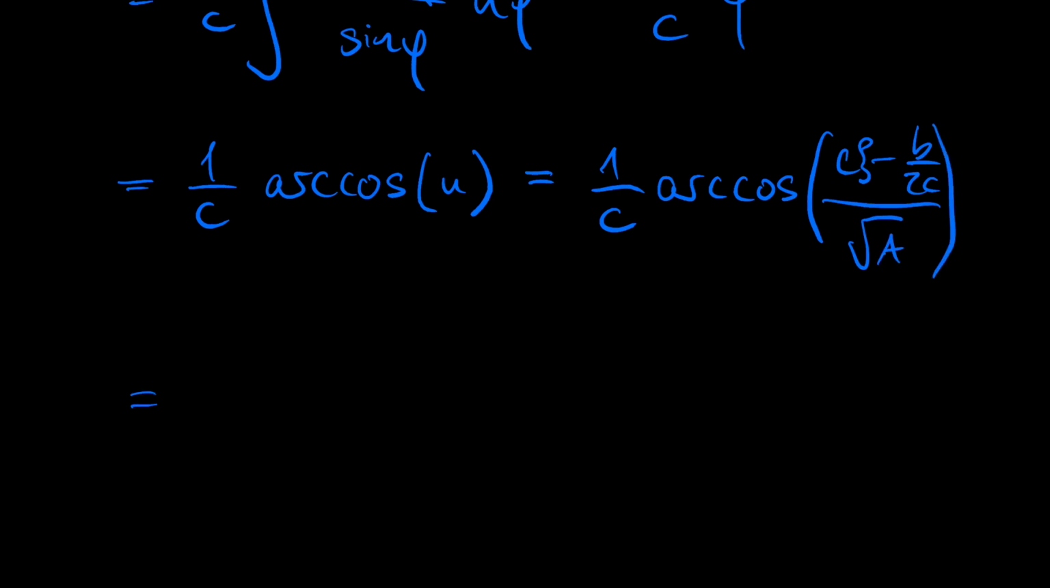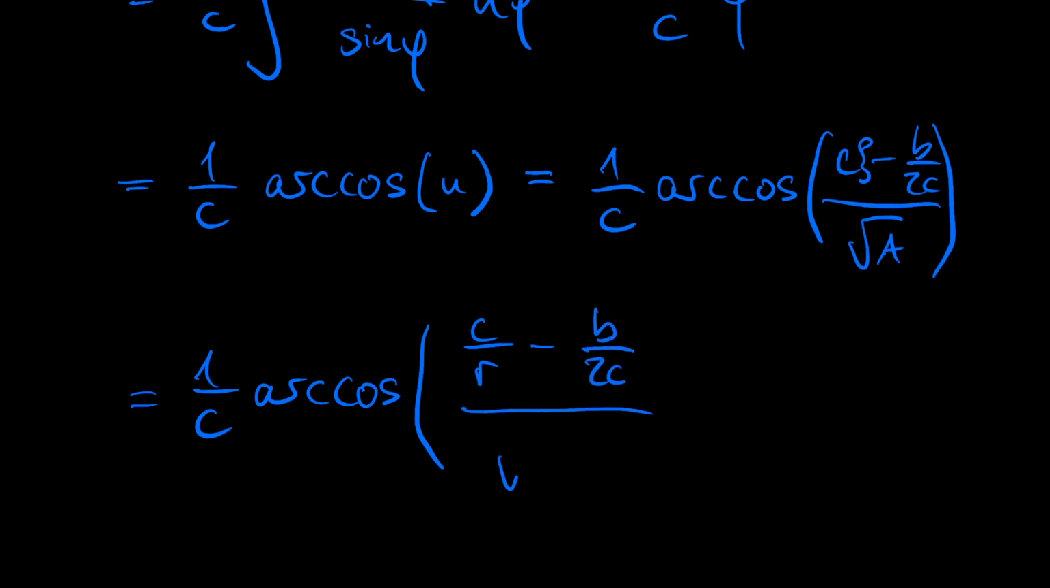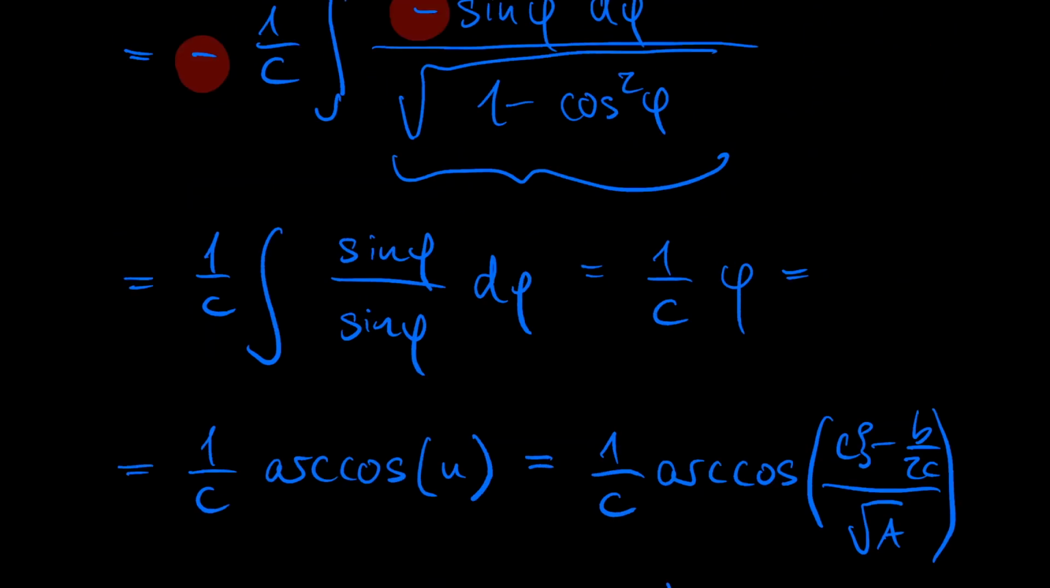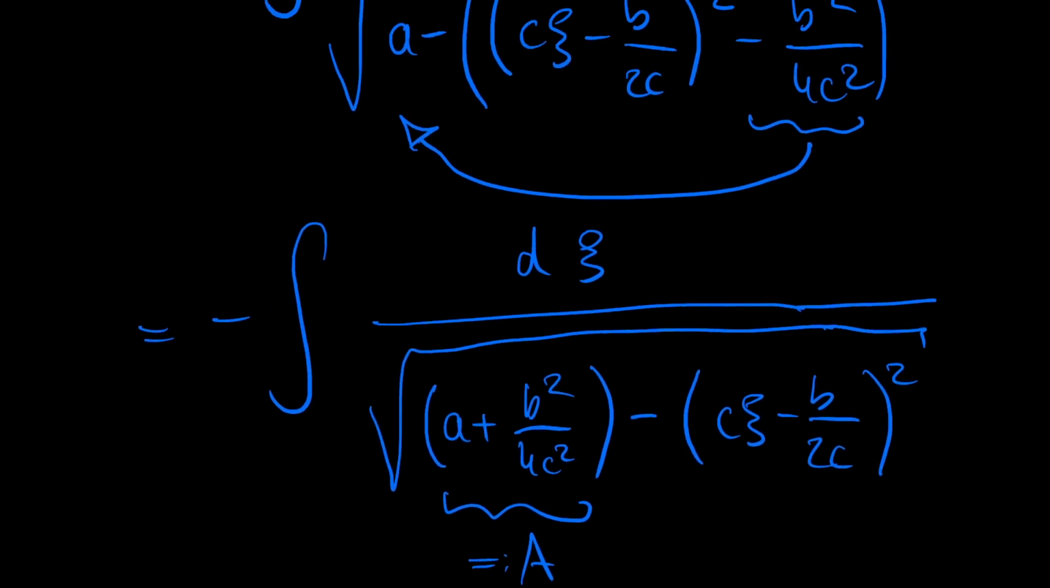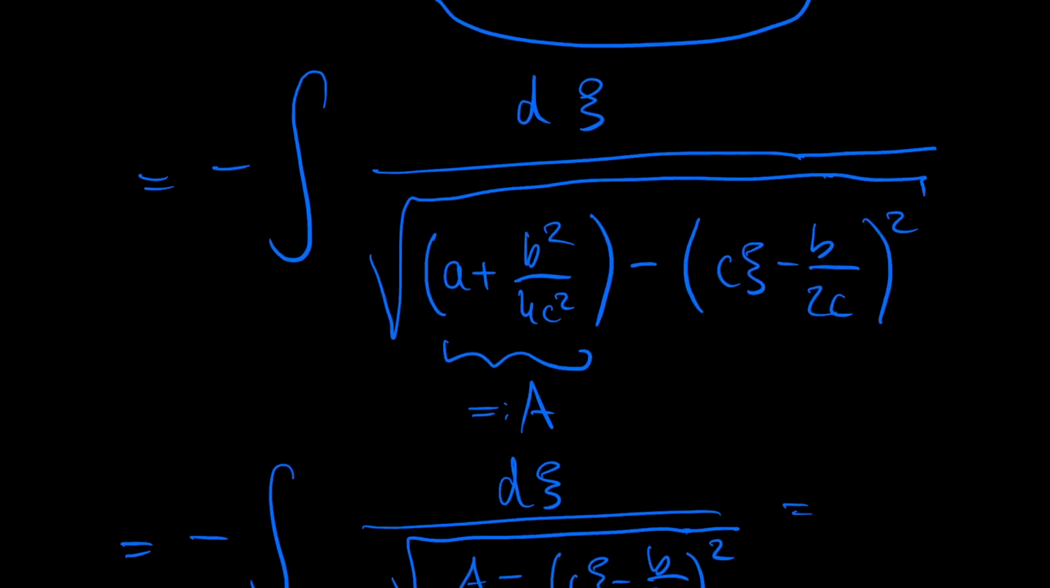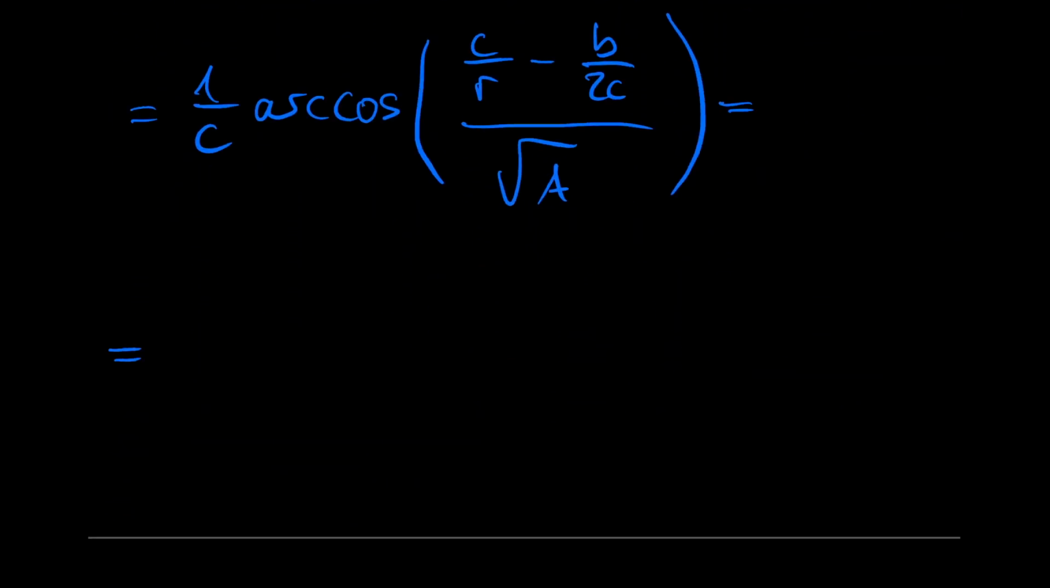If you remember, psi is 1 over r, so we have 1 over c times the arc cos of c over r minus b over 2c, divided by the square root of a. And now we just need to plug in what the square root of a was. Let's look up again. Oh, we have to go up quite a bit. Here we are. The a was defined as a plus b squared divided by 4c squared. So we just copy that part and put it down here.